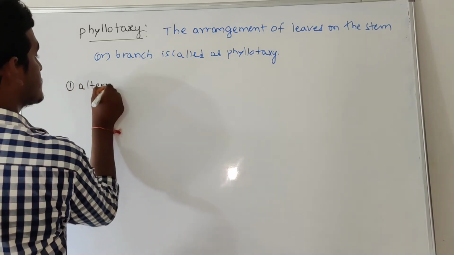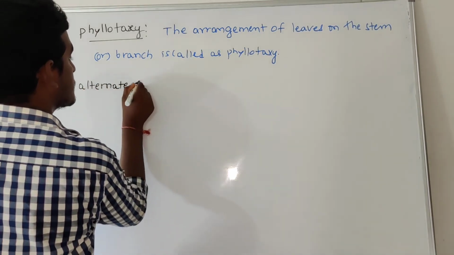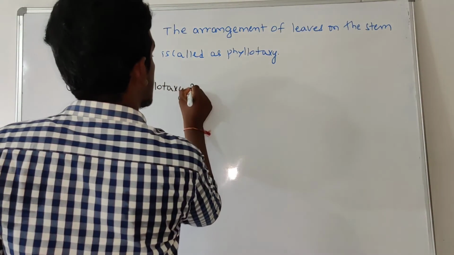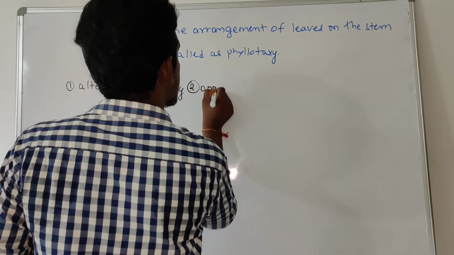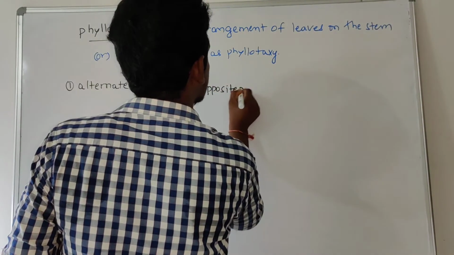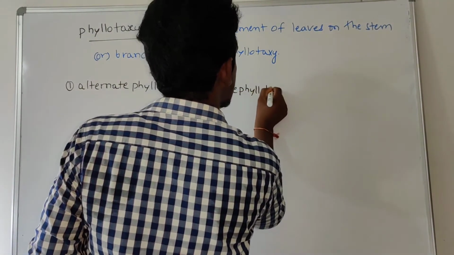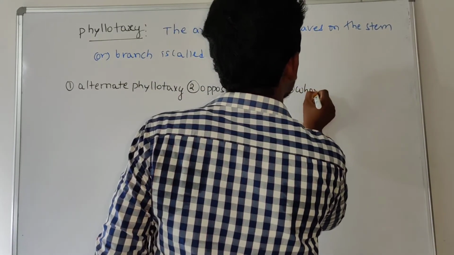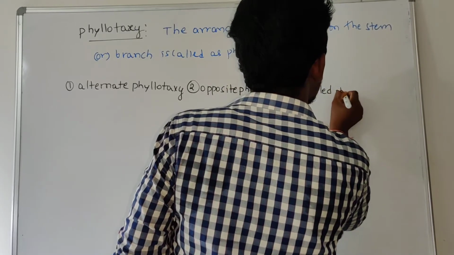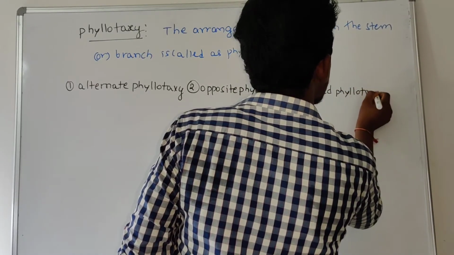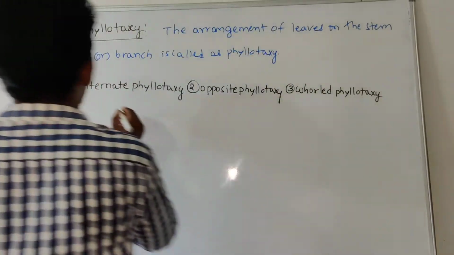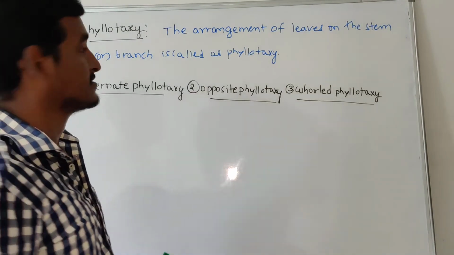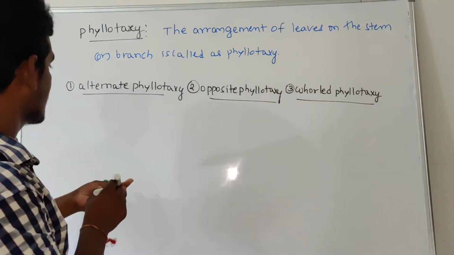What are those three types? First one is alternate phyllotaxy, next one is opposite phyllotaxy, and next one is whorled phyllotaxy. Right? Alternate phyllotaxy, opposite phyllotaxy, and whorled phyllotaxy. So first we are starting with the alternate phyllotaxy.